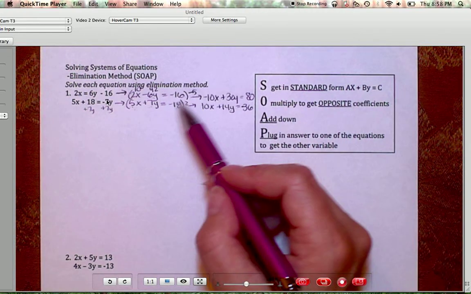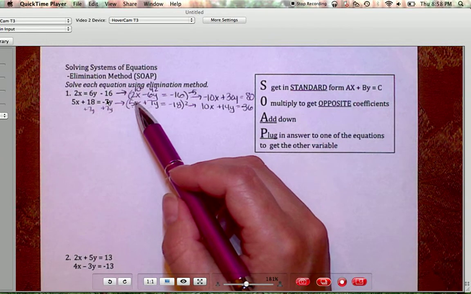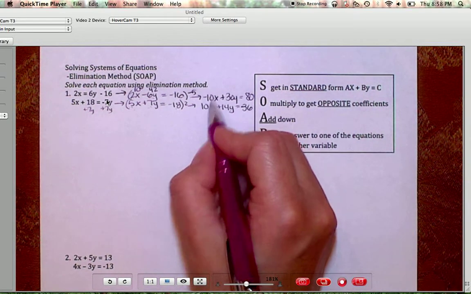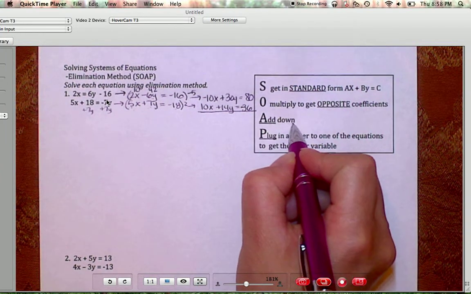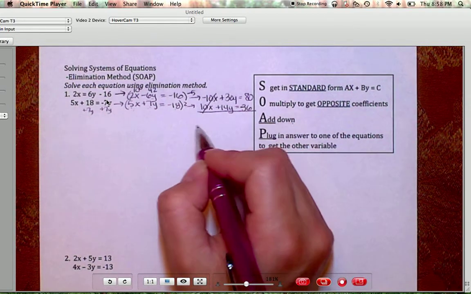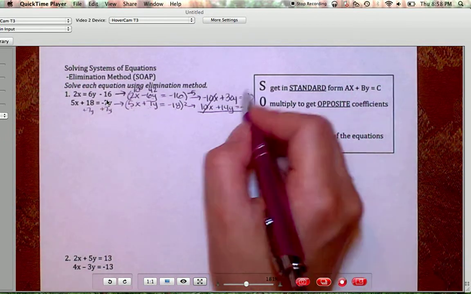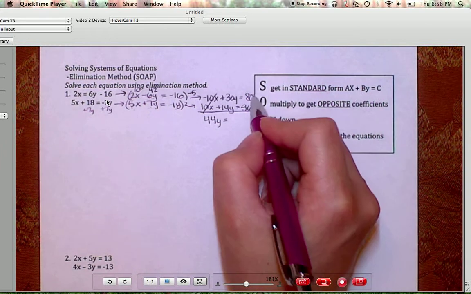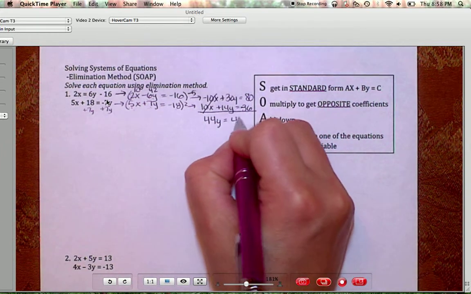So you either need to multiply one equation, or sometimes you have to multiply both equations. It just depends. Once you have opposite coefficients, we have opposites here, negative 10 and positive 10, then you add down. Negative 10x plus positive 10x, those drop out. That's why it's called elimination method, because we just eliminated the x's. 30y plus 14y is 44y. And 80 minus 36 is 44 also.